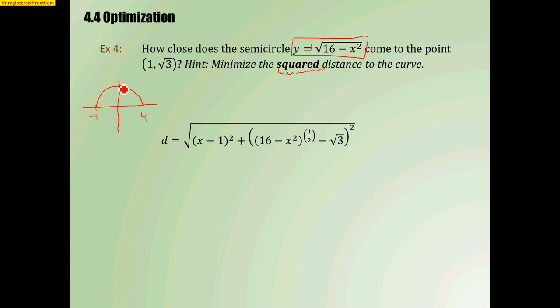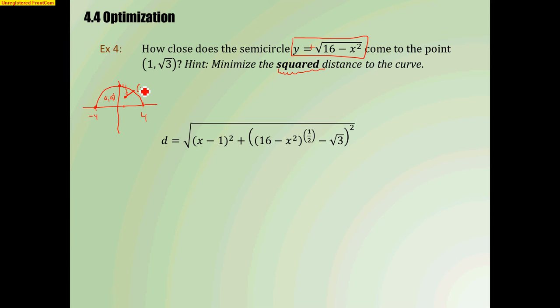It has a radius of 4, so I go up 4, to the right 4, to the left 4. So where is the point 1 comma root 3? Well, that's about here maybe. Right, that's 1 comma root 3. So how close is the semicircle to this point? Well, I see it. The shortest distance is there. So that is the distance I'm looking for.